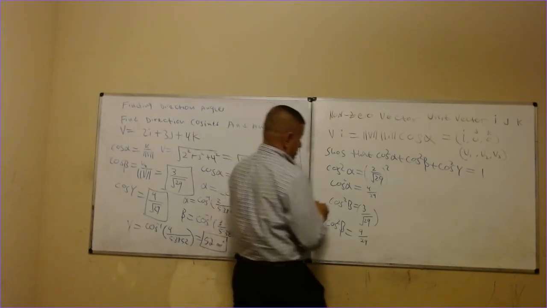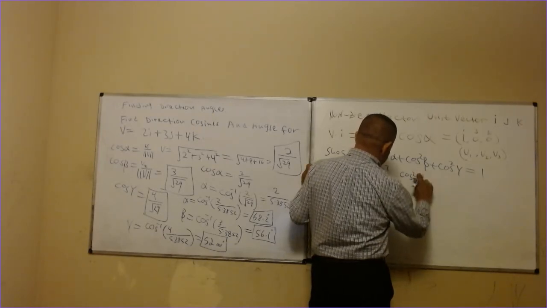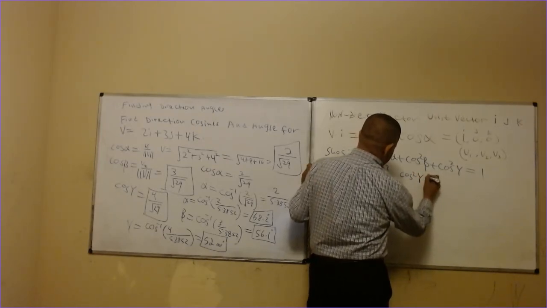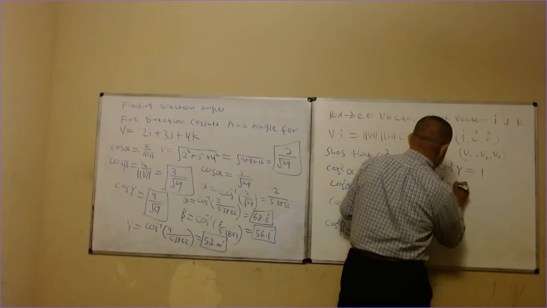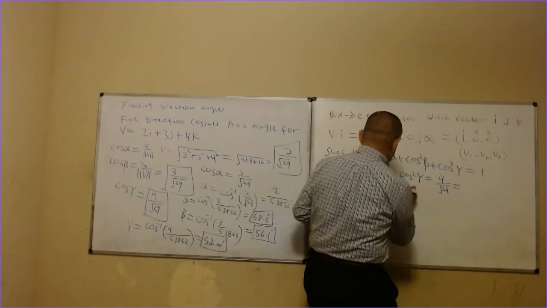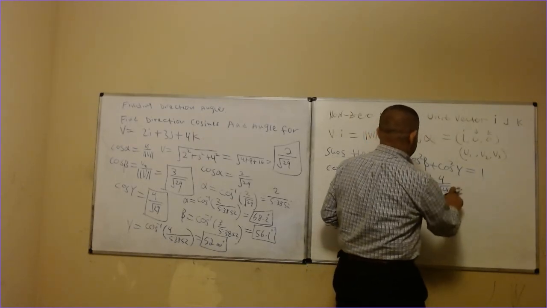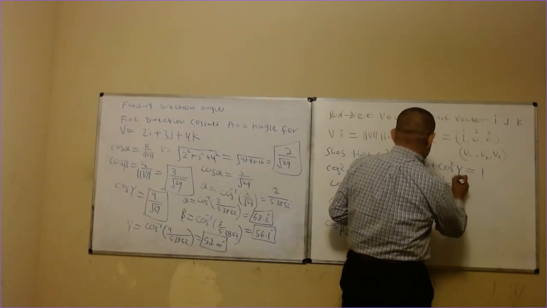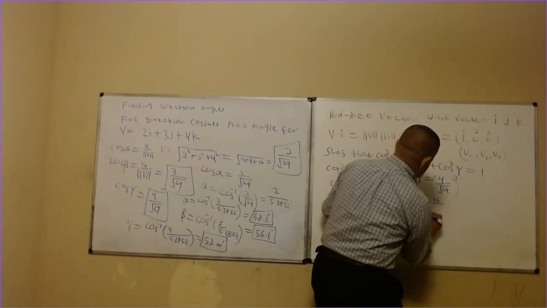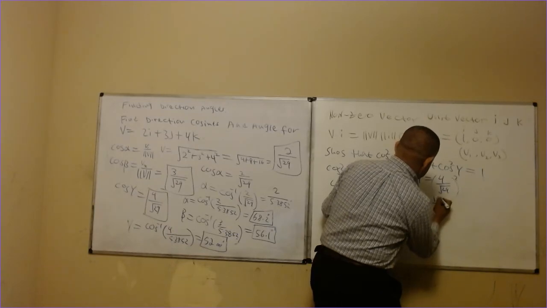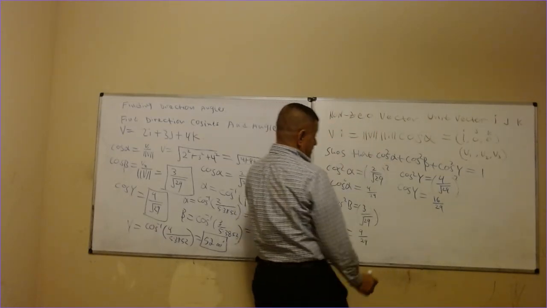Let me do it back here. Cosine of gamma is equal to 4 over the square root of 29, so if I square that, the cosine squared of gamma is going to be equal to 16 over 29, right? Now I put this together.